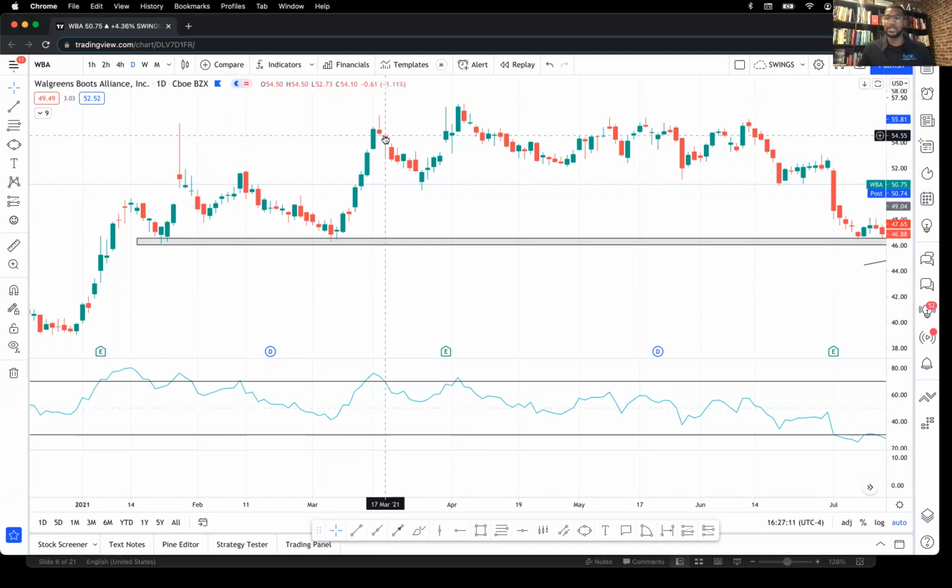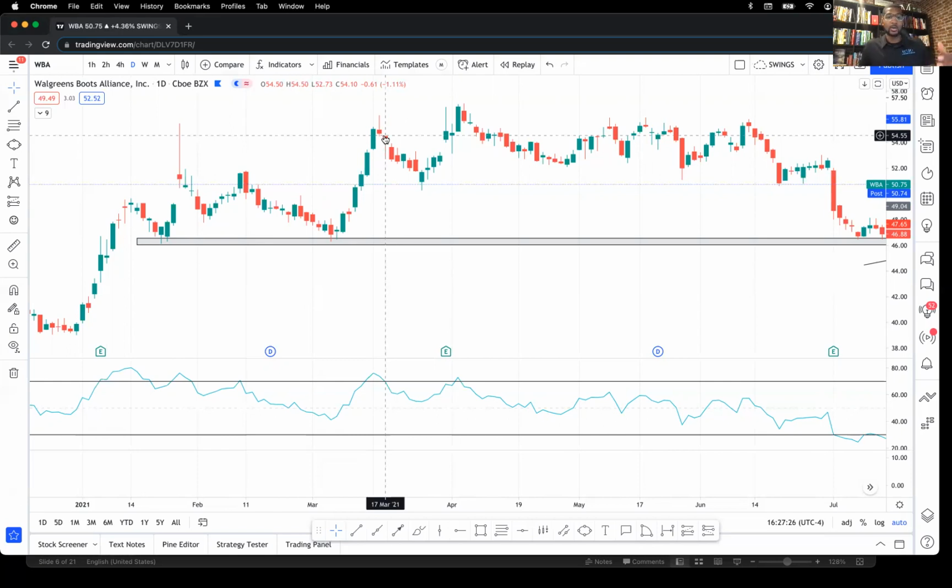Somebody just typed, "This is rigged." Yes, the game is rigged. The stock market is rigged, guys. You have to understand that. It's rigged in your favor if you understand what everybody is using.